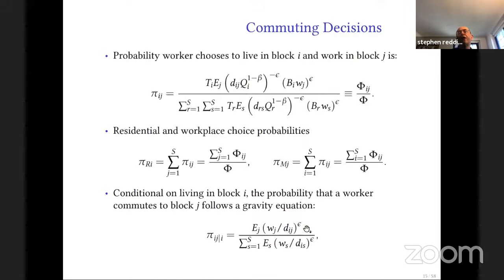Also, another feature to flag, in terms of the theory and how we take the model to the data, we're going to think about there being a continuous measure of residents in the city. And so when I look at these probabilities here, they're all continuous measures. They're all in measure space. I've got a continuous measure of residents in each location, a continuous measure of workers in each location. And so there's going to be no idiosyncratic uncertainty in the measure of commuters that each workplace attracts.